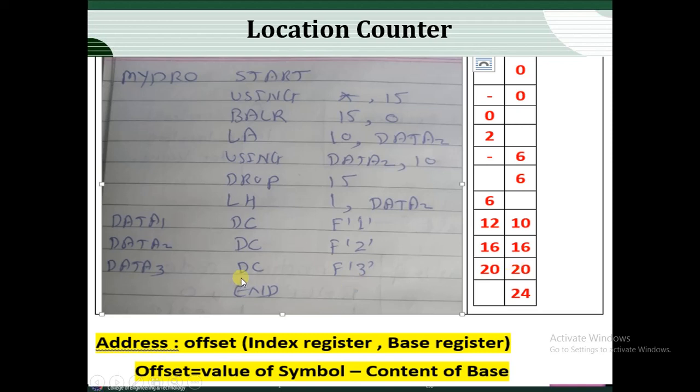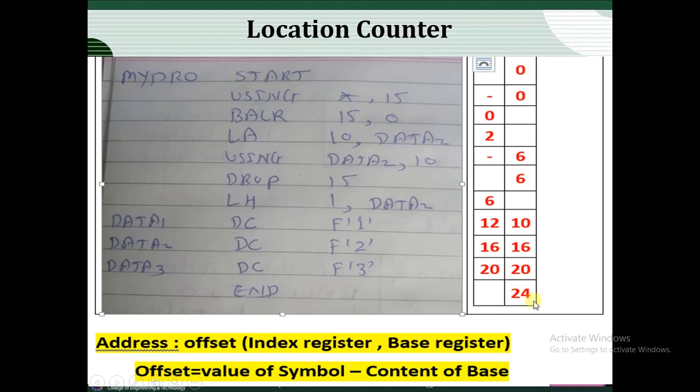After that DC, here we need to add 24, where we don't need to make an alignment. Why are we not making an alignment? Because here we don't have DC and DS, and we have found the end of the program. END is a pseudo opcode, so here we write 24.